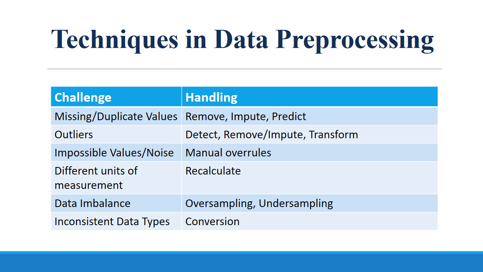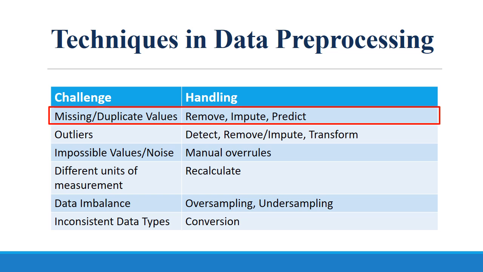Let's go over some common challenges you might encounter when working with data and how to handle them effectively. Starting with missing and duplicate values. Remove: eliminate rows or columns with missing values if the amount of missing data is minimal and does not significantly impact the dataset. But if that's not the case, then we have to choose impute. Impute is the process of replacing missing values with statistical measures, for example, mean, median, or different interpolation techniques. We can also use machine learning models to predict and fill in the missing values based on other features.